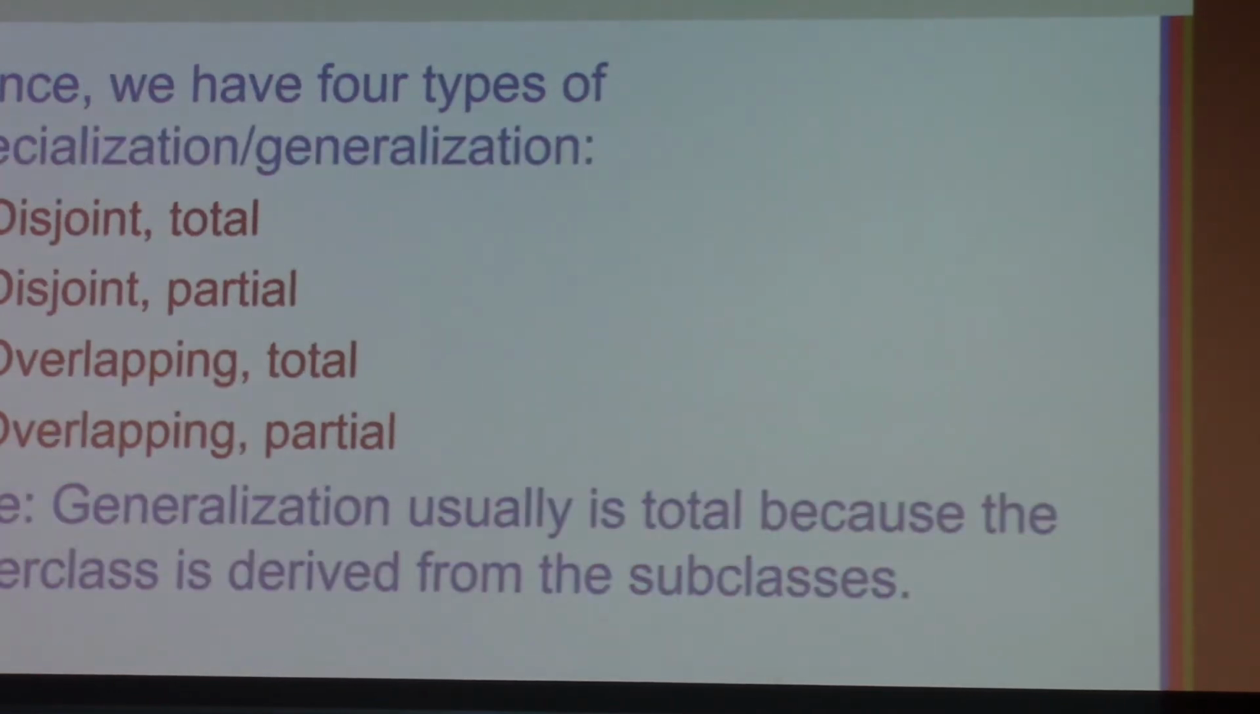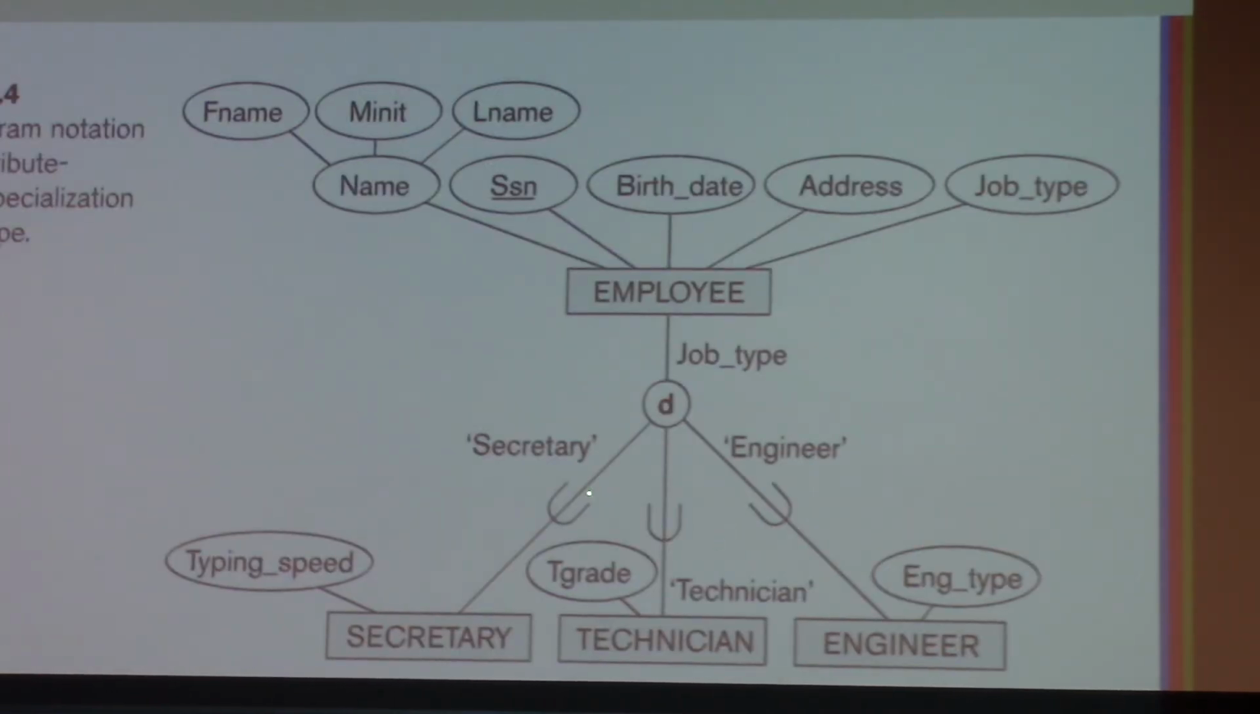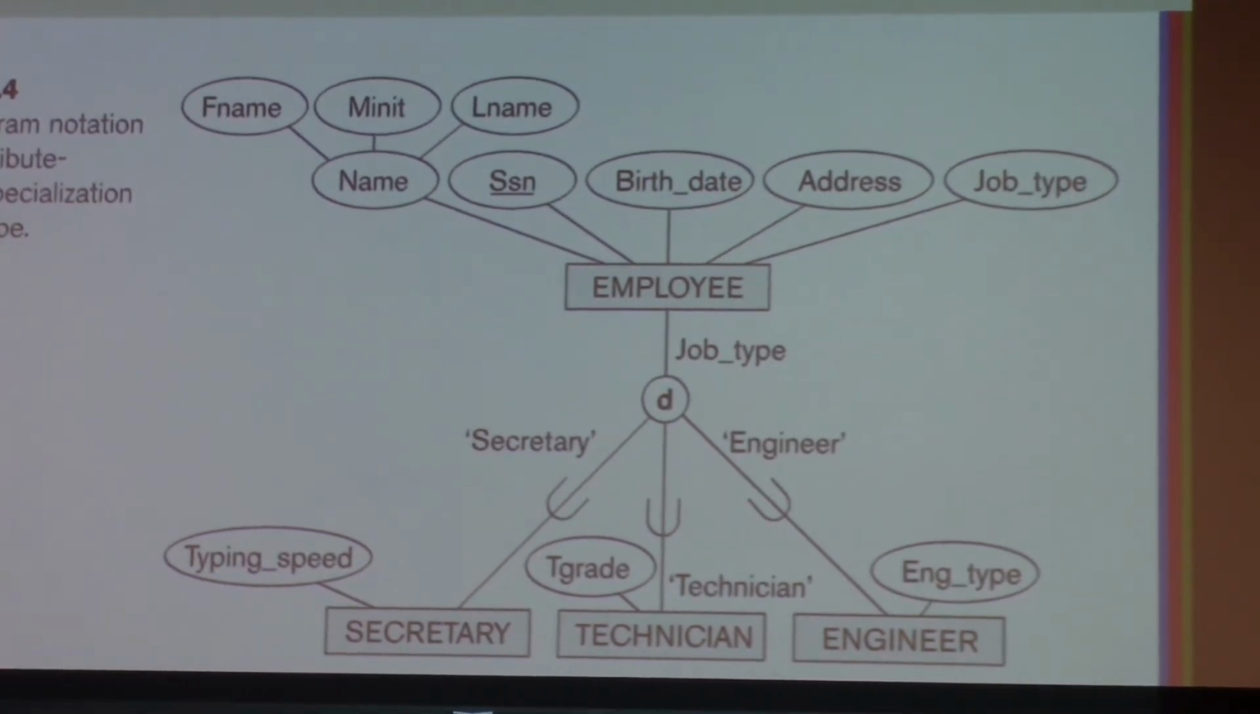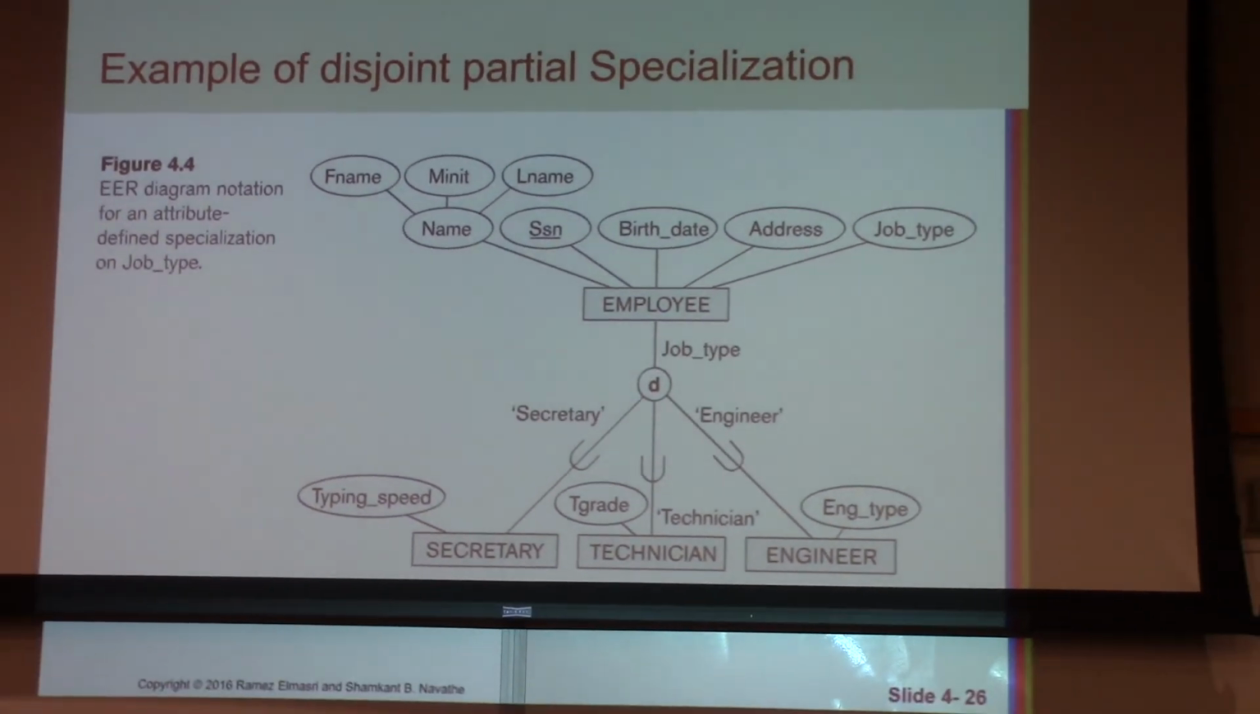So we have seen this one, and don't worry about whether this is a generalization or specialization. While you are modeling this, it can be either. For example, I found the employee first, then realized that there are 3 subclasses. It's top-down, a specialization. Or I have a secretary entity, technician entity, engineer entity, then realize that they have common information, so you define the employee. That is a bottom-up generalization process.